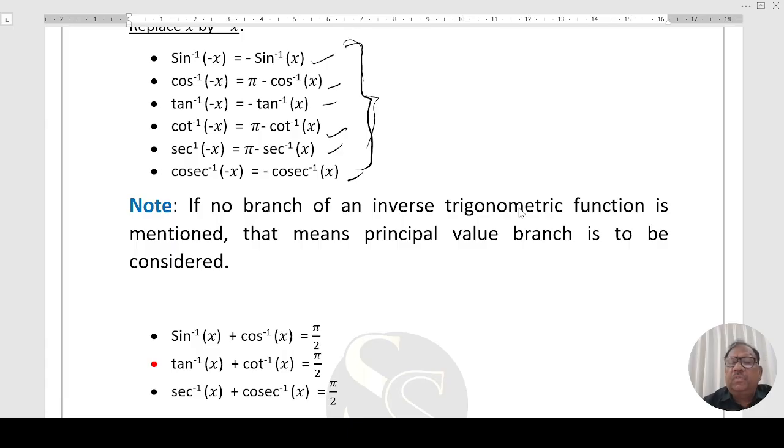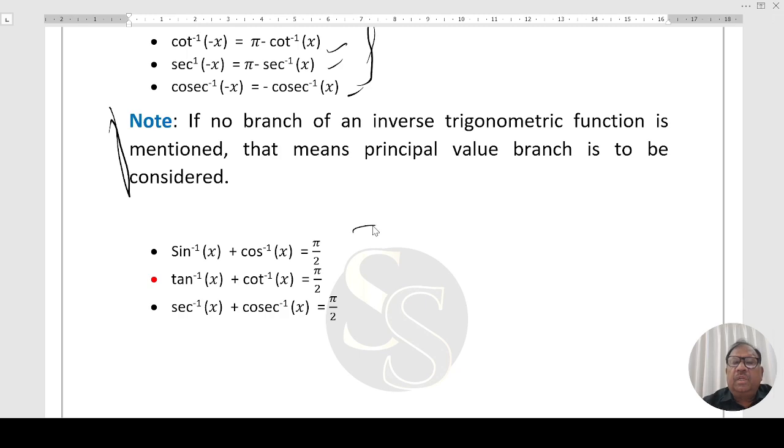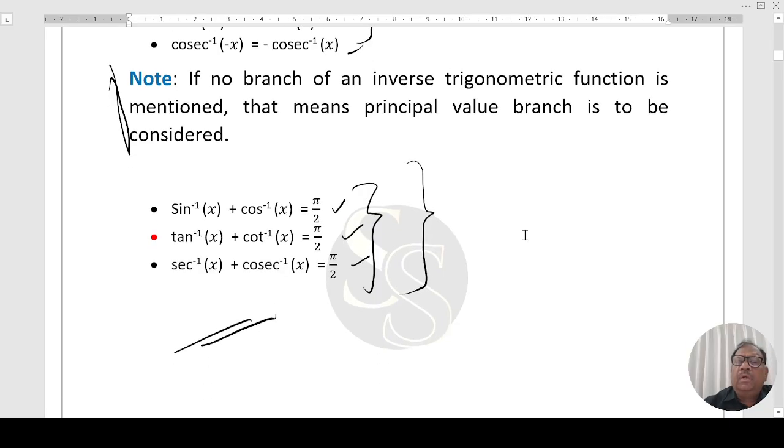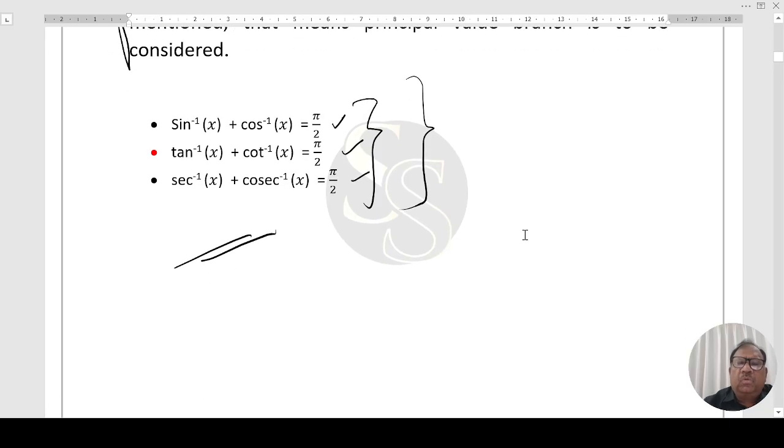Now note, if no branch of an inverse trigonometric function is mentioned, that means the principal branch is to be considered. This should be known to you very well. Also, sin inverse x plus cos inverse x equals pi by 2, tan inverse x plus cot inverse x equals pi by 2, sec inverse x plus cosec inverse x equals pi by 2. All these formulas have been discussed, right? Now, let's start with questions.